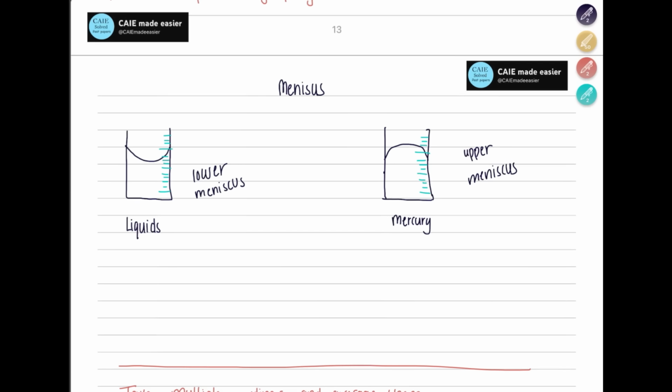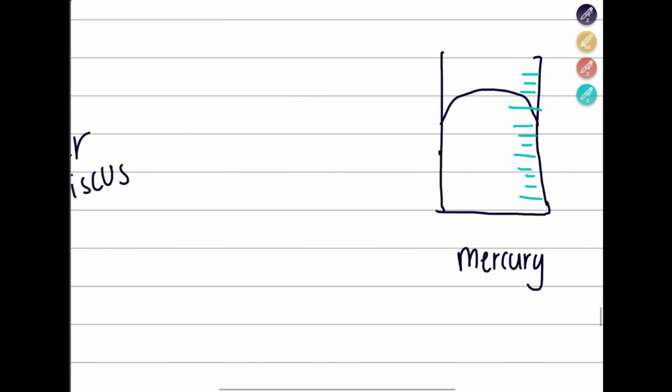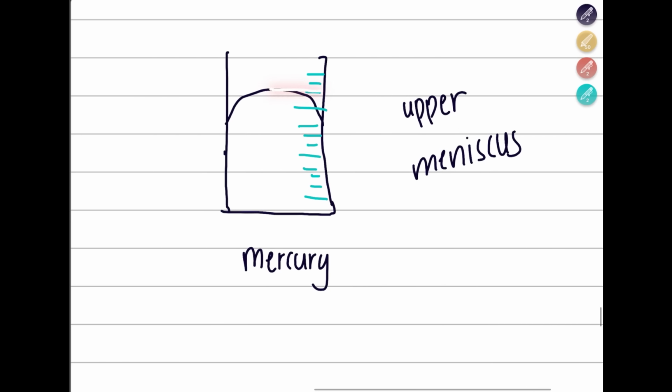Now, another source of error when you're measuring volume using a measuring cylinder is to take care of the meniscus. When you're measuring the volume of liquids or water, take the reading according to the lower meniscus. But for mercury, take the reading for the upper meniscus.